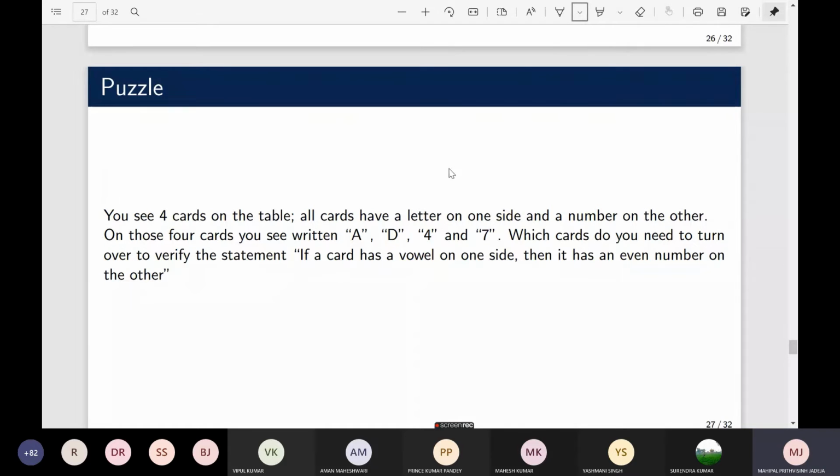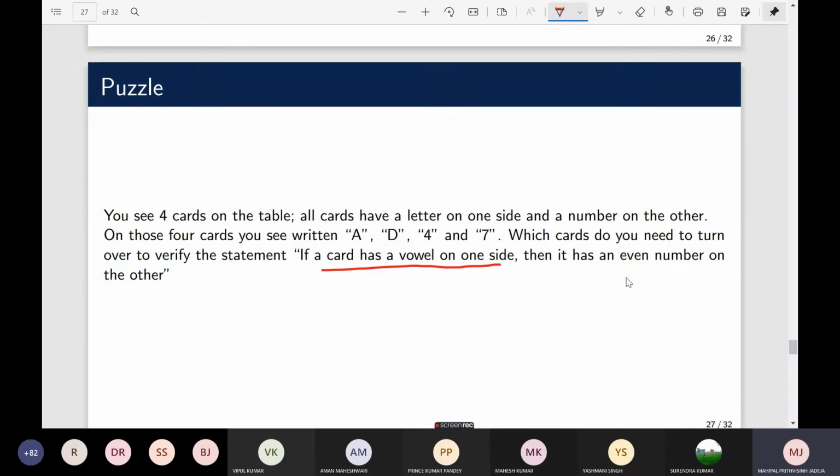The statement is saying if a card has a vowel on one side, then it has an even number on the other. So you need to verify this statement: which cards will you turn over, which cards will you select to flip in order to verify this particular statement. That is the question. Okay, so there are multiple answers.